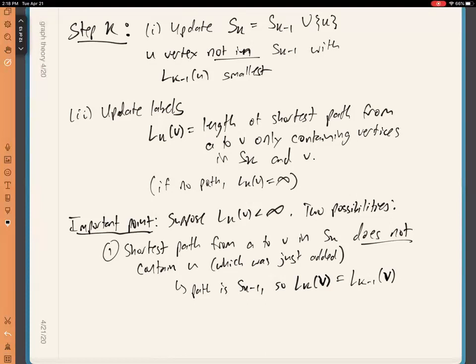Okay, and so that's the first possibility. The second possibility is that U is in the shortest path from A to V. So either U is or it isn't. The second possibility is the case where it is.